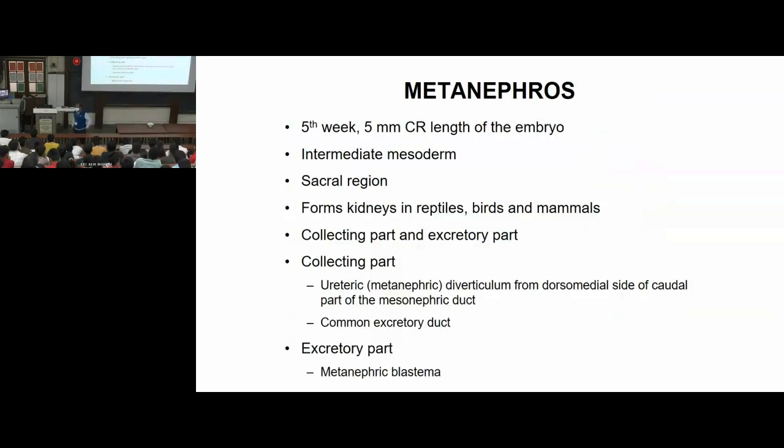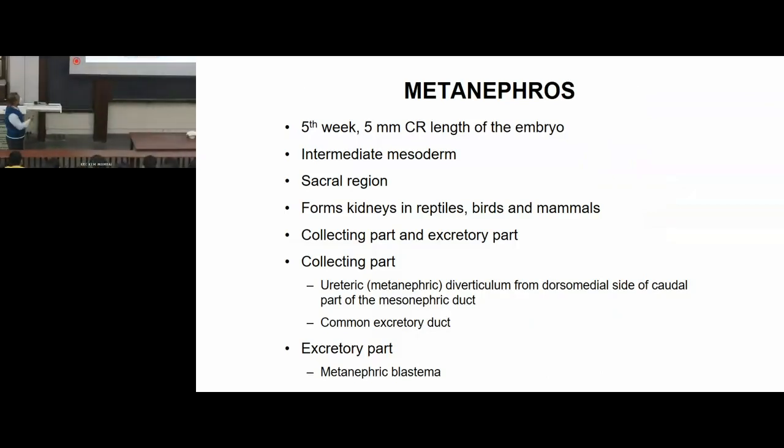So in the 5th week, when the size of the embryo is 5 millimeter crown rump length, the same intermediate mesoderm is responsible. In the sacral region of the developing embryo, it forms kidneys in reptiles, birds and mammals. Humans are mammals. Metanephros, not only metanephros, but there is something called the collecting part and the excretory part of the kidney. You have learned gross anatomy of the kidney. On the surface you learned anterior surface, posterior surface, upper pole, lower pole, medial border and lateral border.